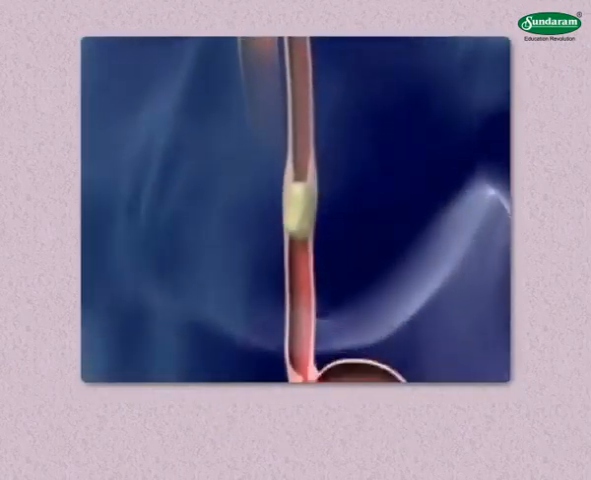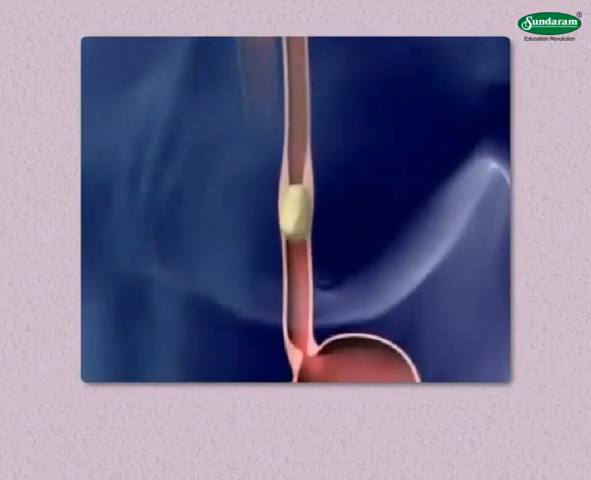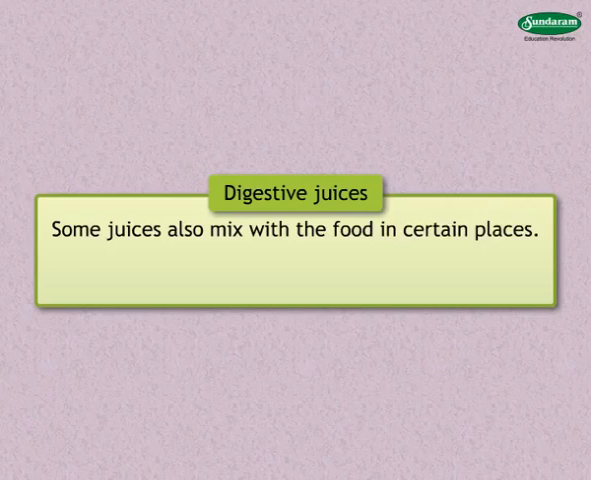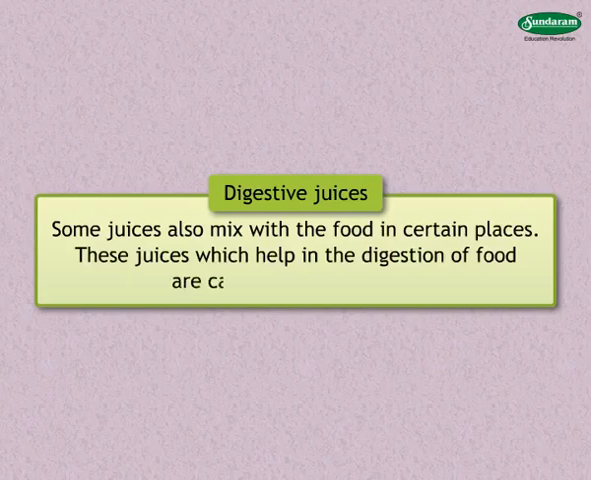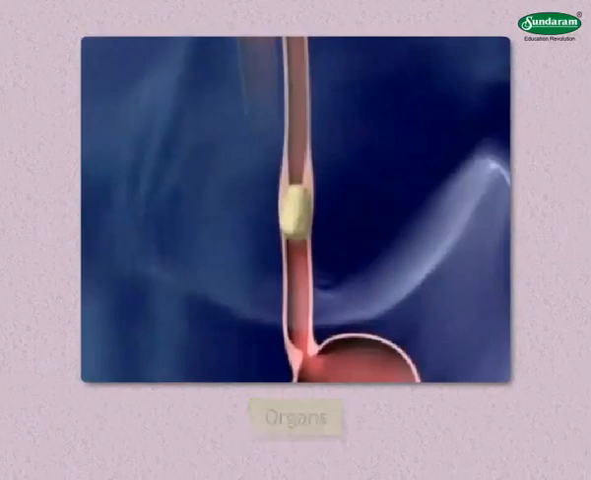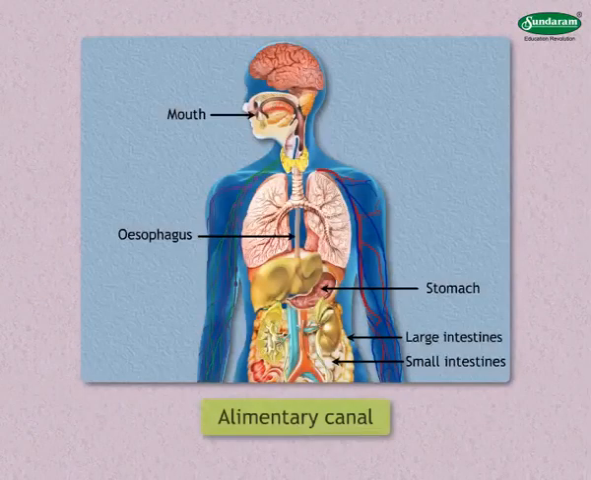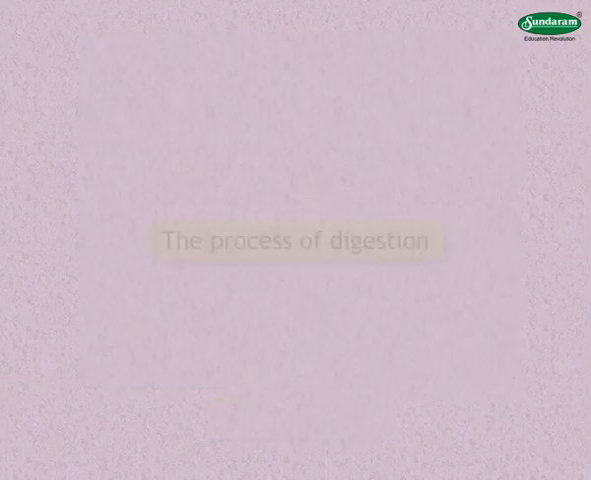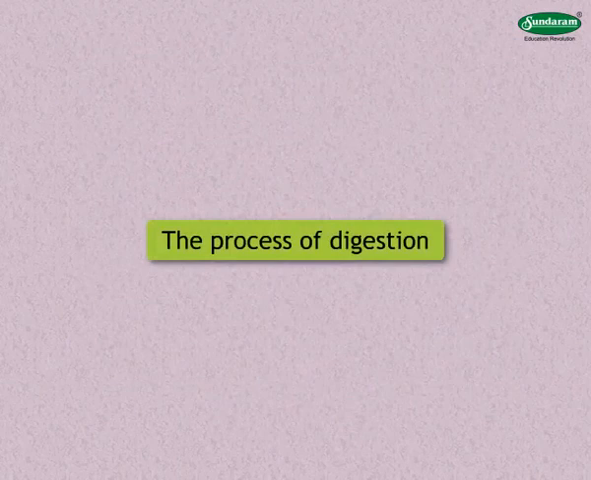For the food to be digested, certain actions take place at certain parts of the alimentary canal. Besides, some juices also mix with the food in certain places. These juices, which help in the digestion of food, are called digestive juices. The organs that make these digestive juices and the alimentary canal are some of the internal organs in our body. Now, we shall study about the process of digestion.